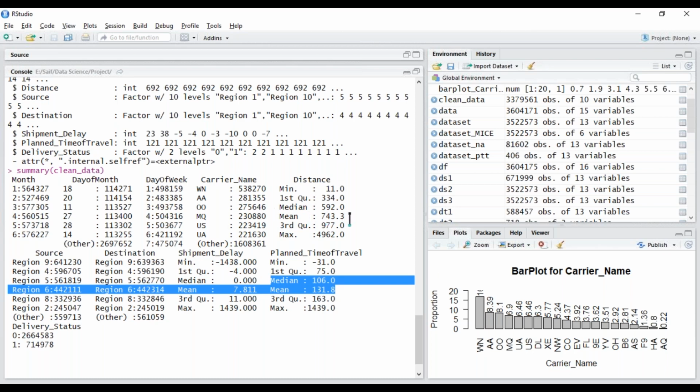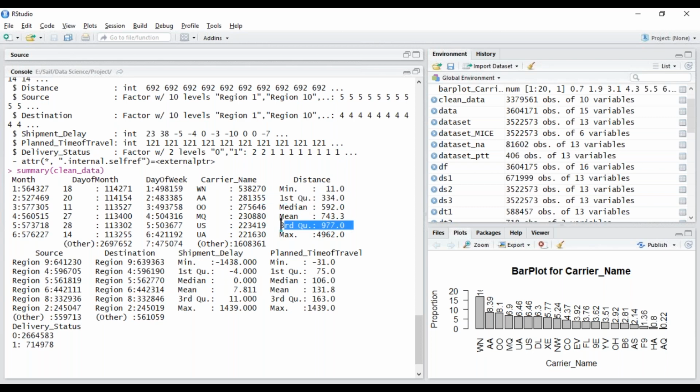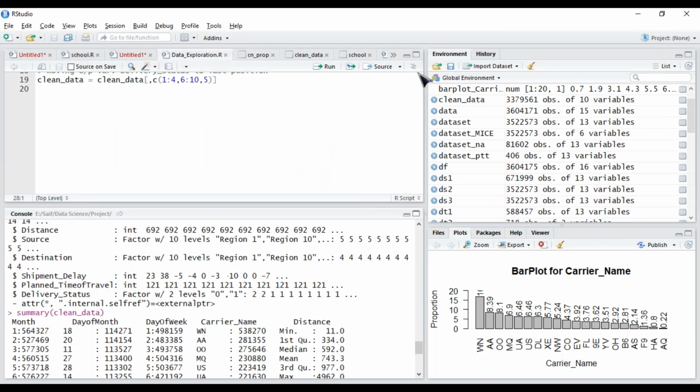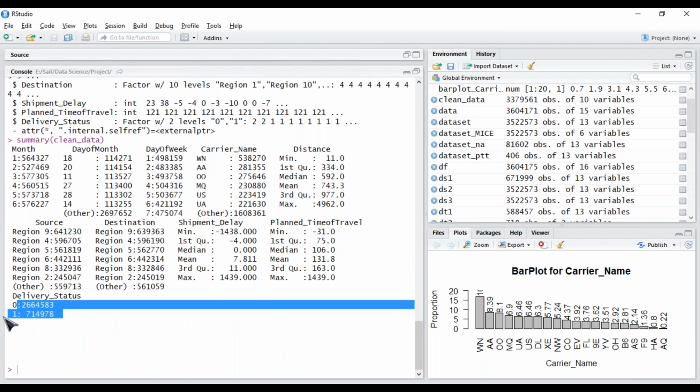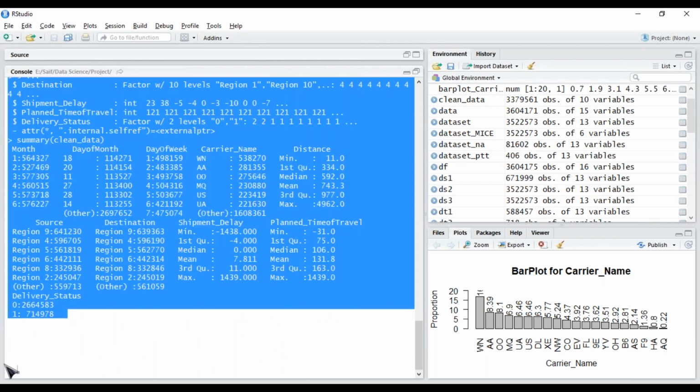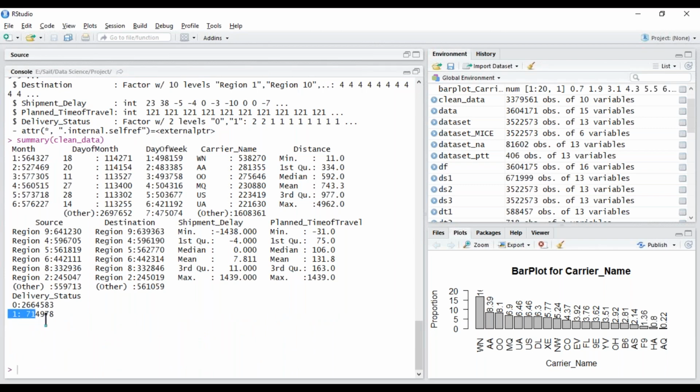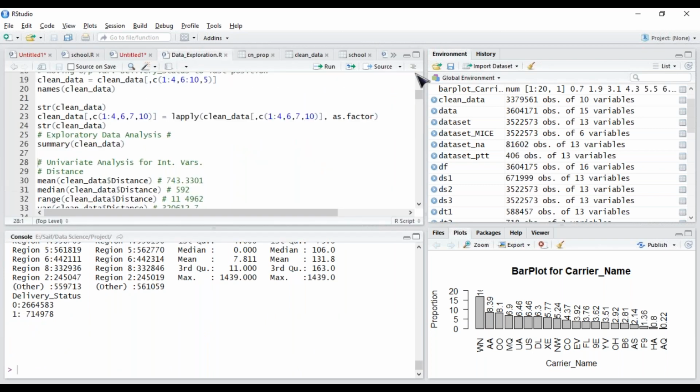Yes, and you can also have the values of your mean and median. Then you have the first quartile and the third quartile values as well. Between your first quartile and third quartile, you will have 50% of the data. You can also see the number of observations for your 0 and the number of observations for your 1 in delivery status. So in that way, you have got the summary.